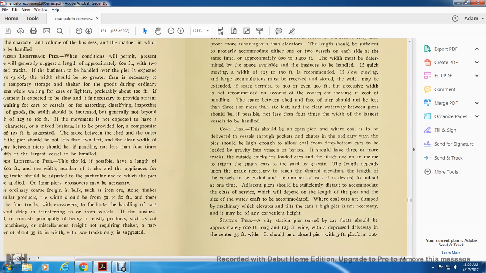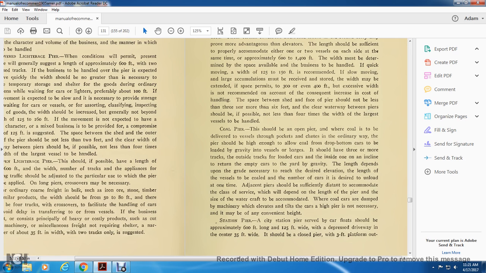Coal pier. The pier should be an open pier, where the coal is to be unloaded and delivered to the vessel through pockets and chutes in the ordinary way. The pier should be high enough to allow the coal from drop bottom cars to be loaded by gravity into the vessel, including large barges.